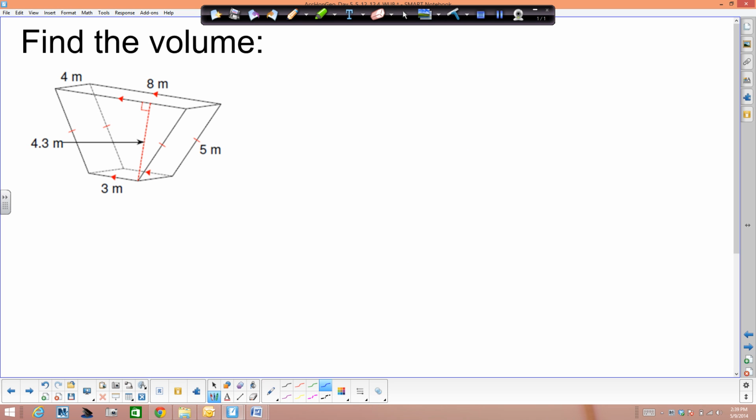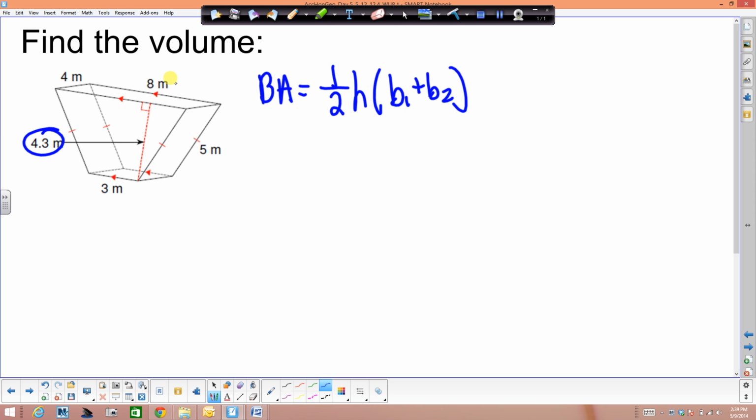Alright, then to find the volume of this prism. This one's different because we have a trapezoidal prism. So first, to find the base area, we've got to do the area of the trapezoid, which hopefully you remember the formula is half the height times the sum of the bases. So if we look, we know the height, it's right here, and we already know the lengths of the bases, so all we need to do is plug those in. So we've got half of 4.3 times 8 plus 3.